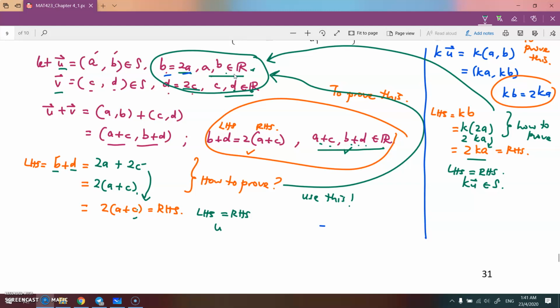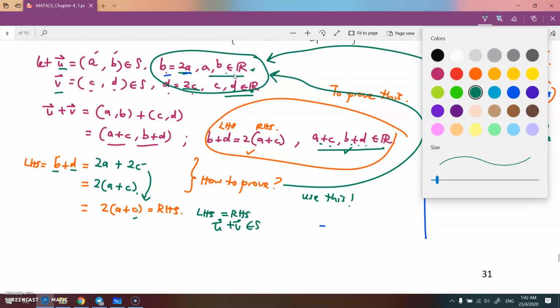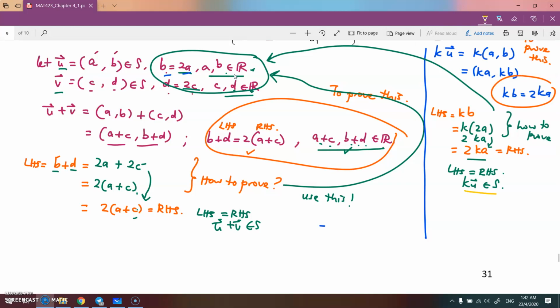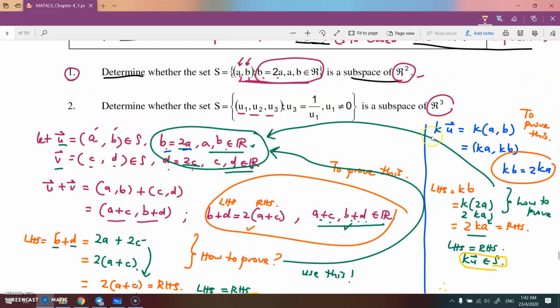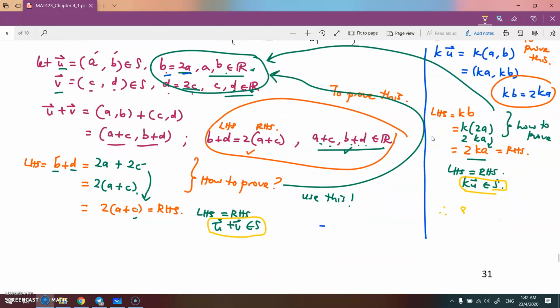Okay, so kU is in S and U plus V is an element of S. If it satisfies both conditions, then go back to the question, which is to determine whether set S is a subspace of R2. So S is a subspace of the vector space R2.